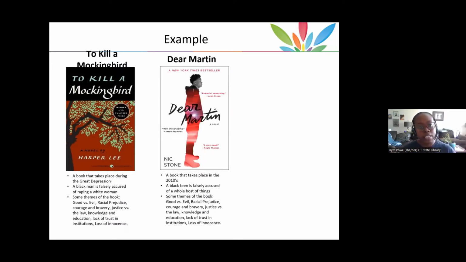Then there are other books like Dear Martin. It's a book that takes place in, I think, the 2010s, maybe the 2020s. It's about a Black teenager who's falsely accused of literally everything. Everything that a person can be accused of, Justice is accused of in this book. That's his name, not Martin. Some of the themes in this book: good versus evil, racial prejudice, courage and bravery, justice versus the law, knowledge and education, a lack of trust in institutions, and a loss of innocence. If you Googled the themes of Dear Martin, these would probably come up, maybe not as clearly as they would with To Kill a Mockingbird, because it's been so embedded into educational life, but the themes are the same.